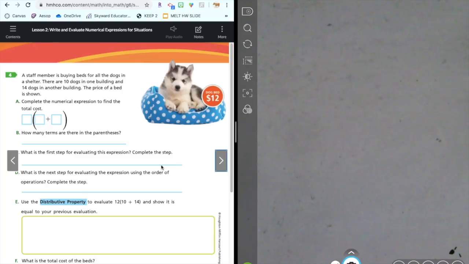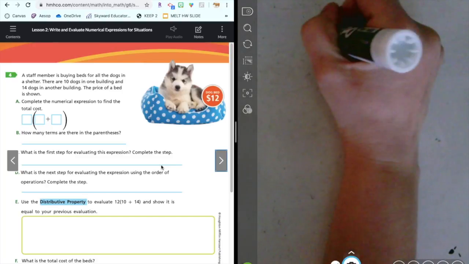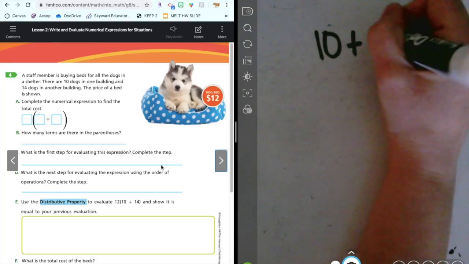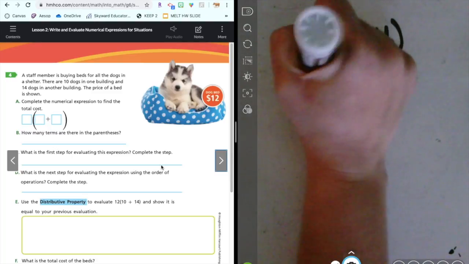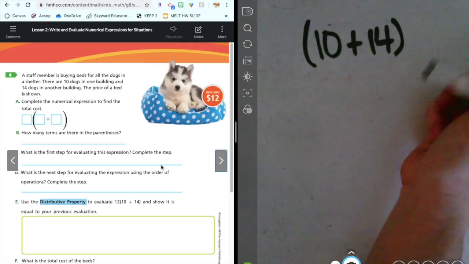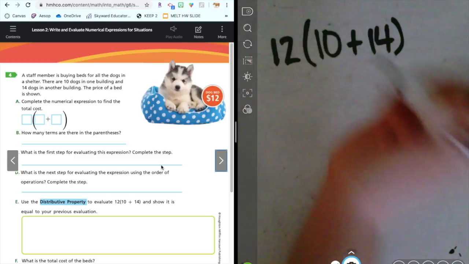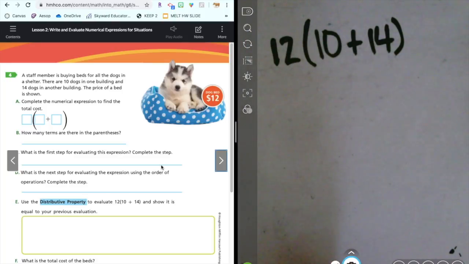We know that there are 10 dogs in one building and 14 dogs in the other building. So that's how we would put that. And then, well, all the dogs get a $12 bed. So it's like that. Okay.